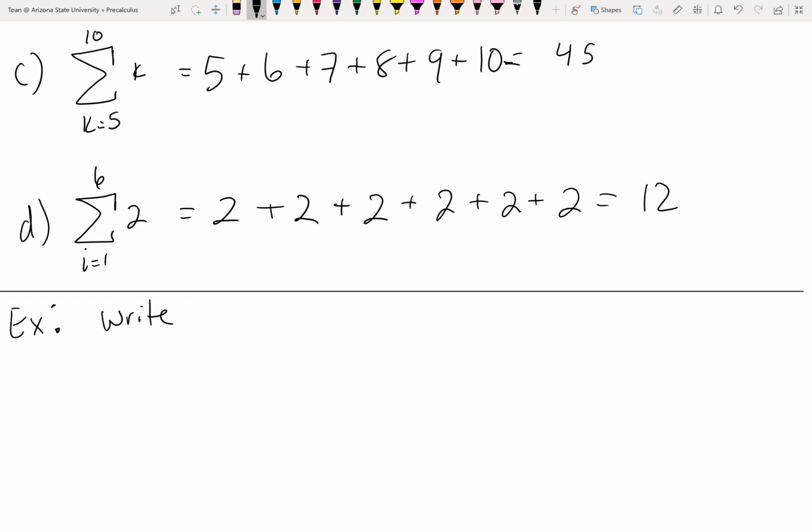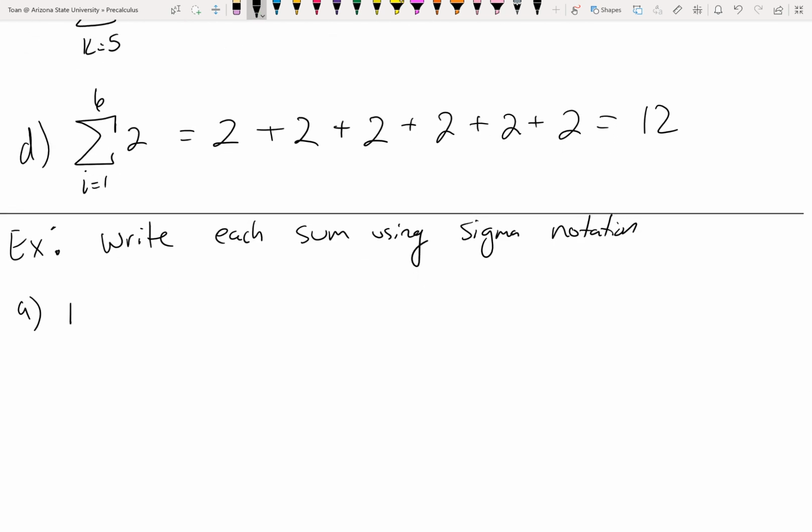So write each sum using sigma notation. Suppose they gave you, we'll just do this one at a time, 1 cubed plus 2 cubed plus 3 cubed plus 4 cubed plus 5 cubed plus 6 cubed plus 7 cubed.